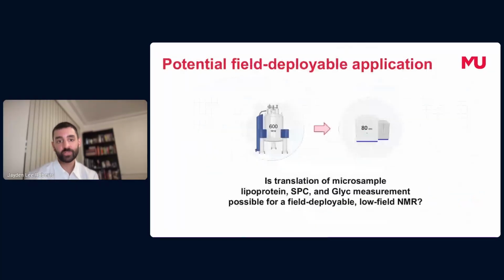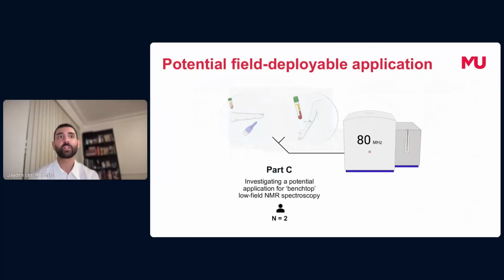So based on these results, we then wanted to advance our findings to see if it was possible to translate analysis down to a low field benchtop NMR, as benchtop spectrometers are a much more cost-effective alternative for measurement of these biomarkers at point of care. And preliminary analysis for this was performed on 2 individuals, again for collection of matched venous and capillary plasma samples, and these samples were analyzed on an 80 megahertz benchtop NMR.